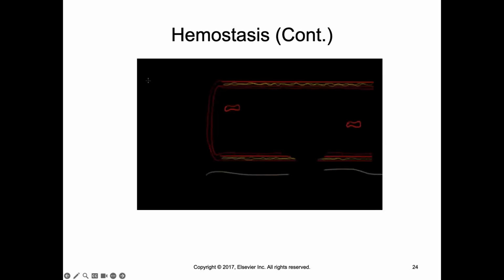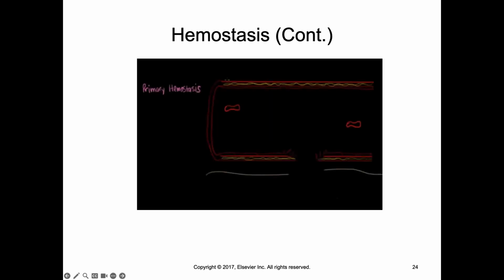There are 2 stages to hemostasis. The first stage is primary hemostasis. And this begins immediately after there's been an injury. And what happens is the endothelial cells at that site of injury begin to secrete proteins. And this sends signals to the blood that there's been an injury.